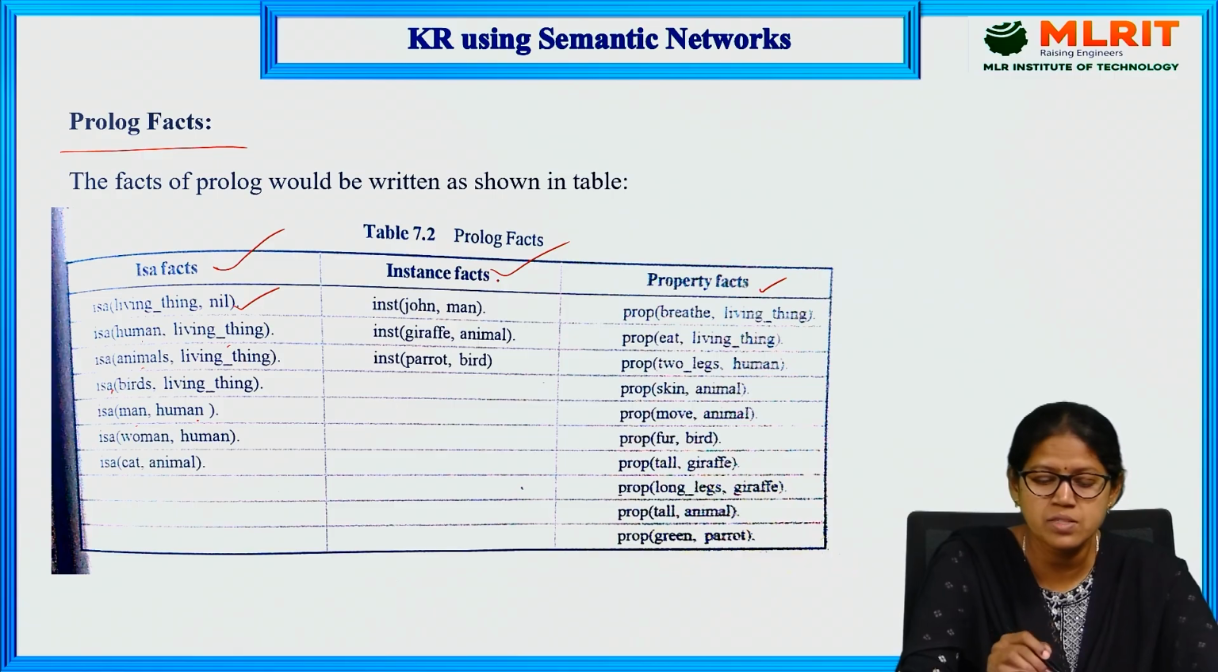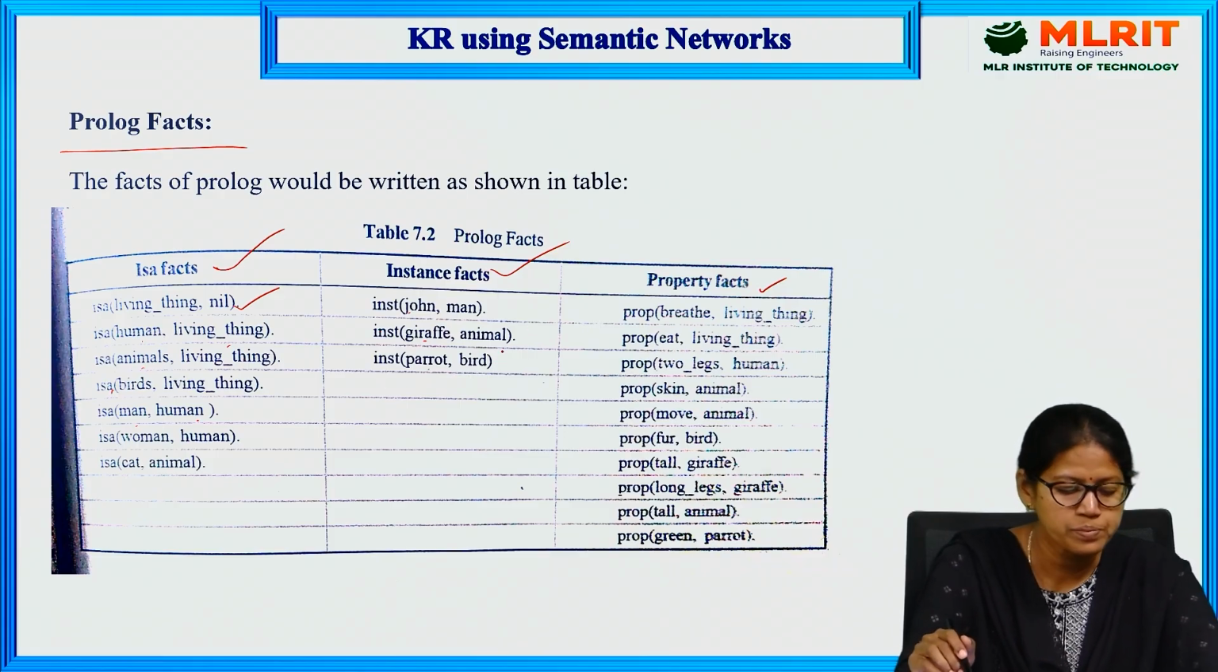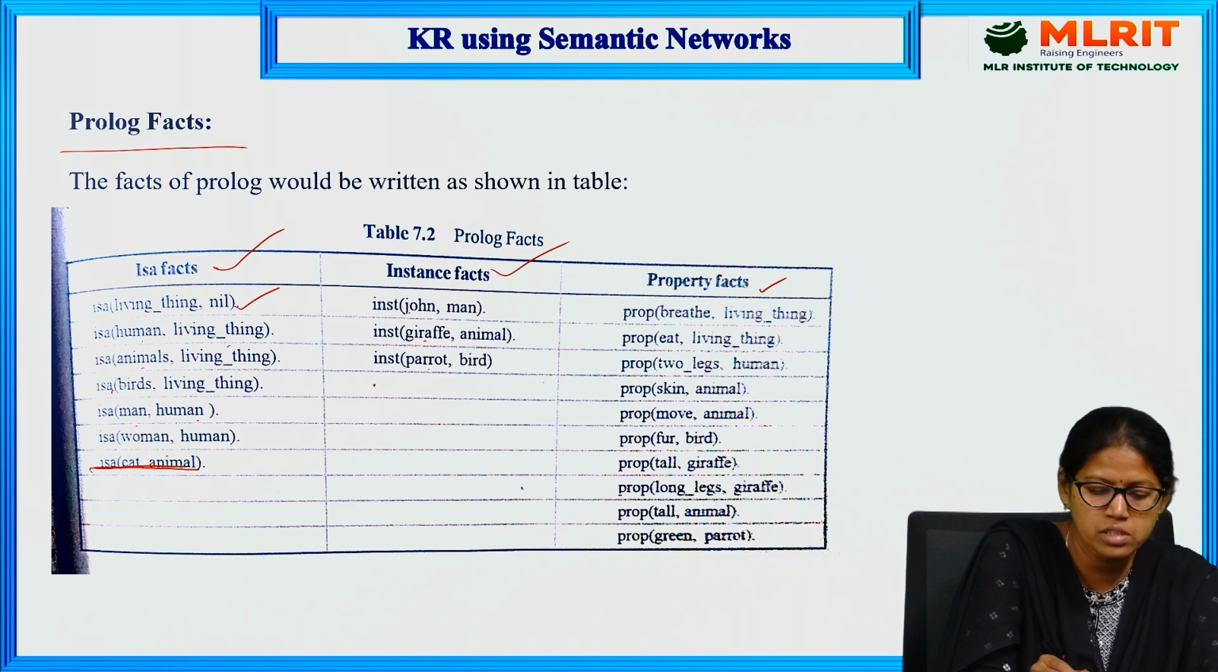Next, instance facts. John is an instance of man. Giraffe is an instance of animal. Parrot is an instance of bird. Cat is an instance of animal. Here it is wrong, here it is instance.